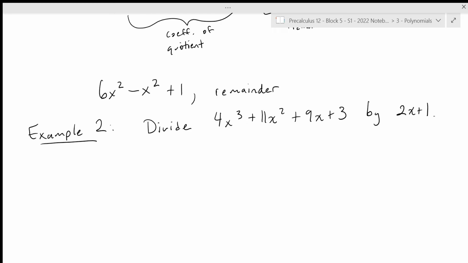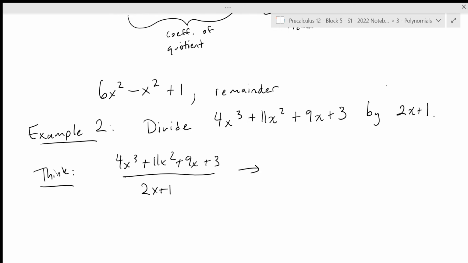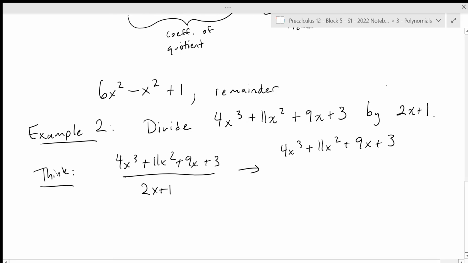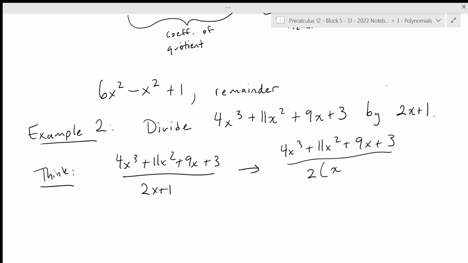Well, what we're going to do is factor out a 2. So let's think just a little bit before we start. What we're doing is 4x cubed plus 11x squared plus 9x plus 3 divided by 2x plus 1. I'm going to show it to you real step by step here. 2x plus 1 is the same as 2 times x plus 1/2.